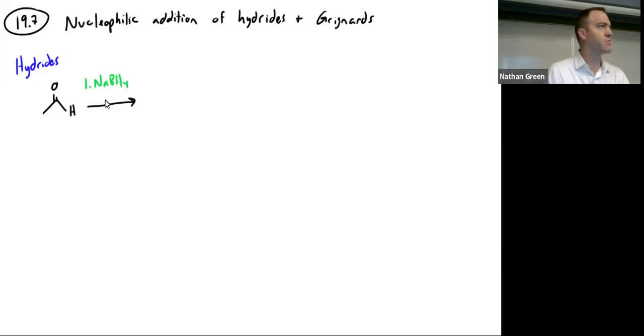I won't put a solvent in here, but remember you can use protic solvents, so you can put it in like methanol. I cannot use ethanol or methanol if I use lithium aluminum hydride. I have to follow this up with a second step.